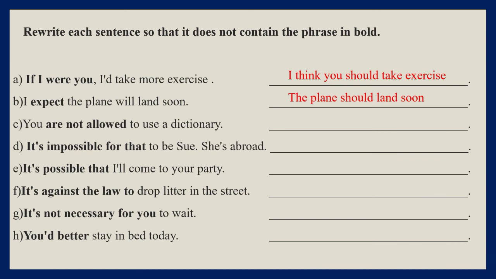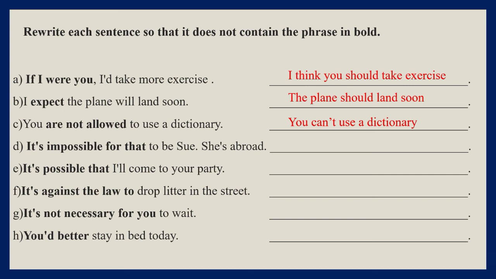C. You are not allowed to use a dictionary. This is the function of prohibition, and we use can't to express prohibition. You can't use a dictionary. Or you could say you mustn't use a dictionary. That is also a correct answer, because mustn't is also used to express prohibition.